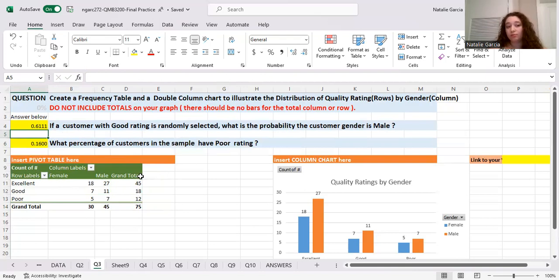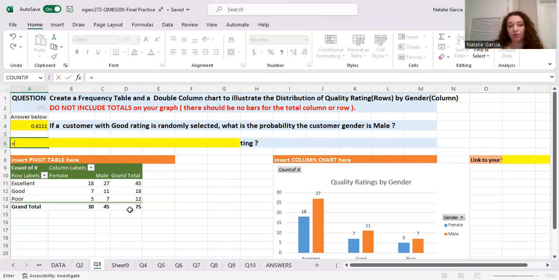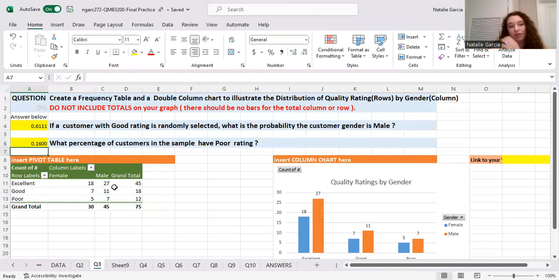The next question is different in the sense that it's not a subset, it is the whole sample that we have of 75. And it's what percentage of the customers in the sample have a poor rating. So that's even easier. You're just going to take the total that have the poor rating divided by the total of the sample, and you're going to get that same 0.16.